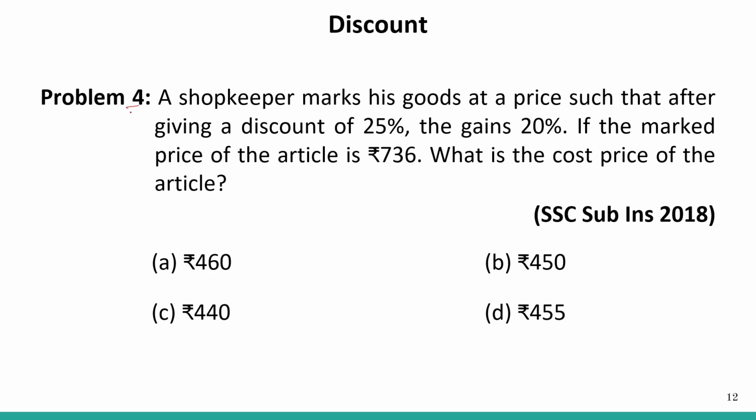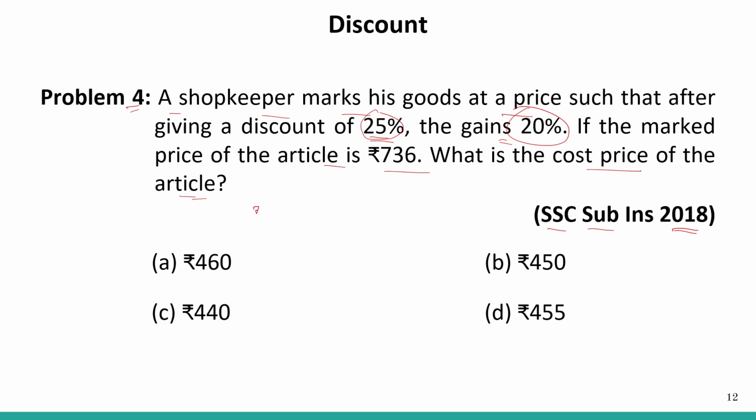So let's see problem number 4. A shopkeeper marks his goods at a price such that after giving a discount of 25%, he gains 20%. So if the mark price of the article is 736, what is the cost price of that article? Okay, so this question has appeared in the SSC Sub Inspector Exam 2018. So he marks his goods at a price such that after giving a discount of this much, he gains 20%. So MP is this much.